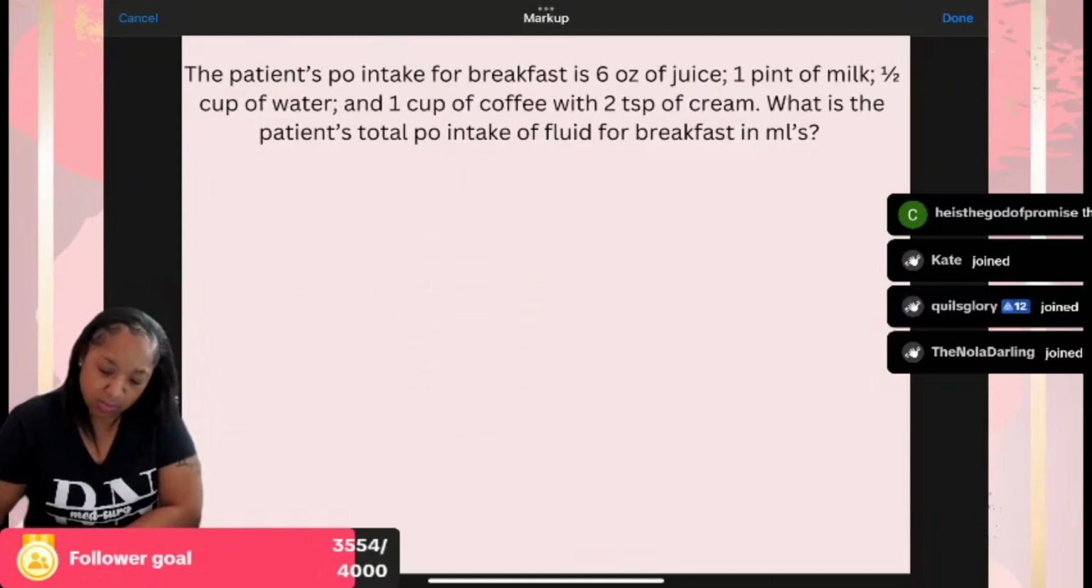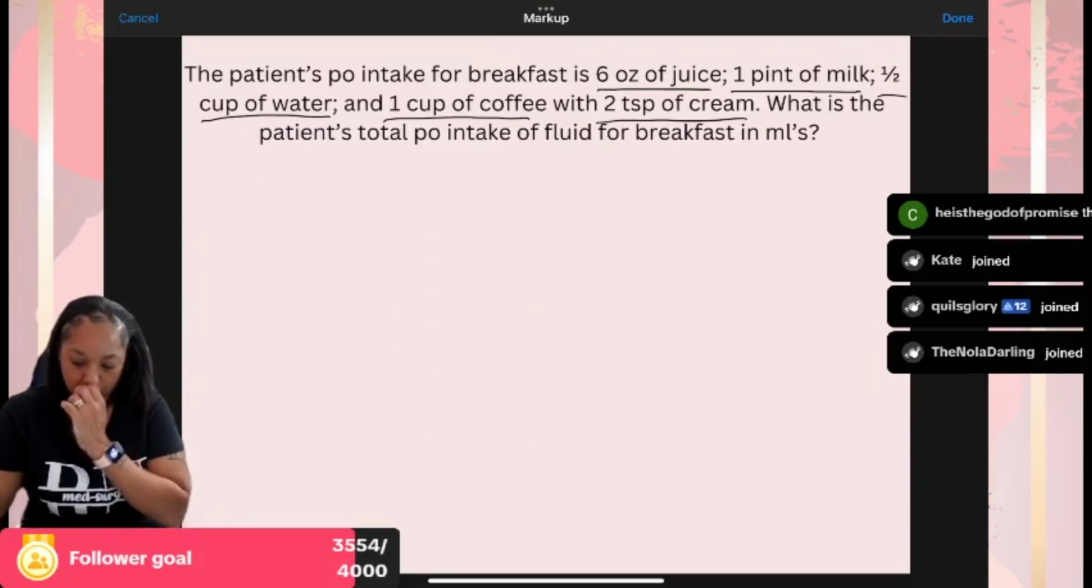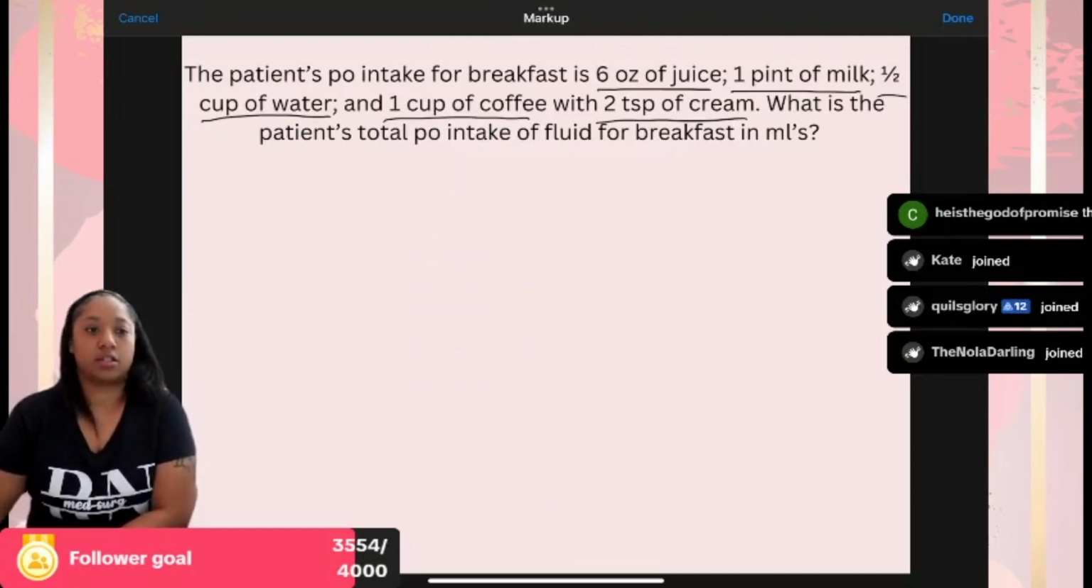All right. So the patient's PO intake for breakfast is 6 ounces of juice, 1 pint of milk, a half a cup of water, and a cup of coffee. Goodness, they drinking a lot. I hope they on a fluid restriction. 2 teaspoons of cream. And what is the patient's total by mouth intake for fluids for breakfast?